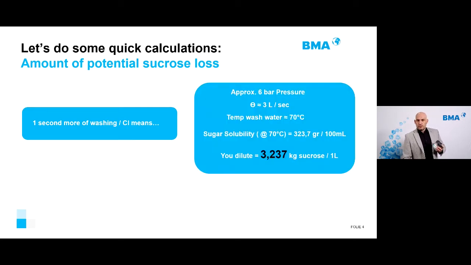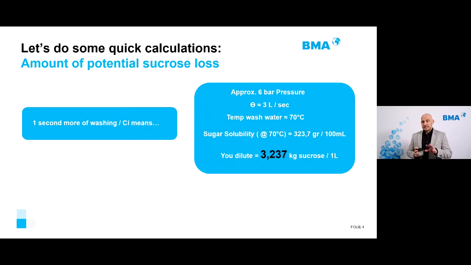I would assume that we have at the outlet of the washing water the nominal pressure, and that is 6 bars. That means that if I have 6 bars at my outlet in the cleaning section of the centrifuge, I am having a flow rate of 3 liters per second. In other words, in 1 second more washing water, I am adding 3 liters of water to my sugar.